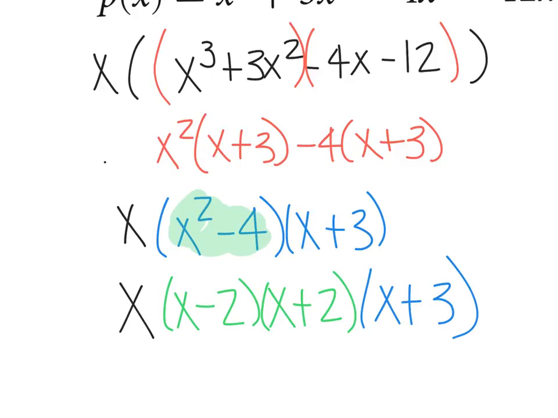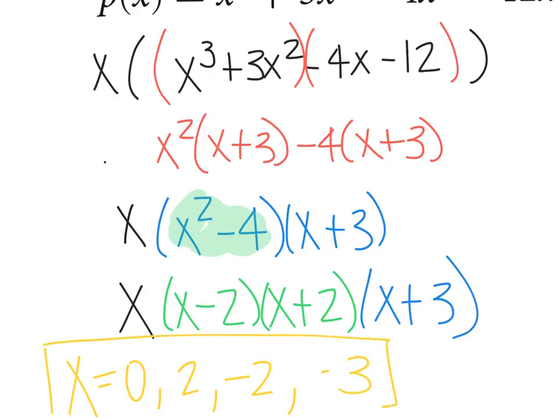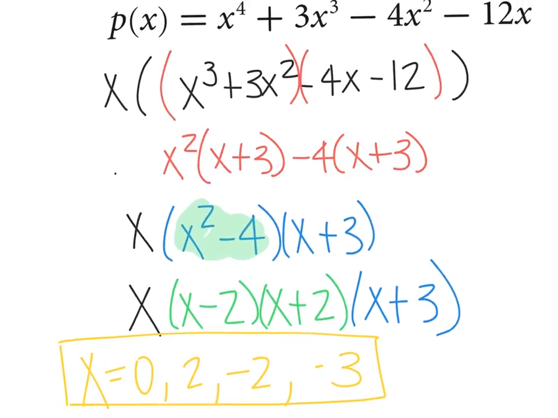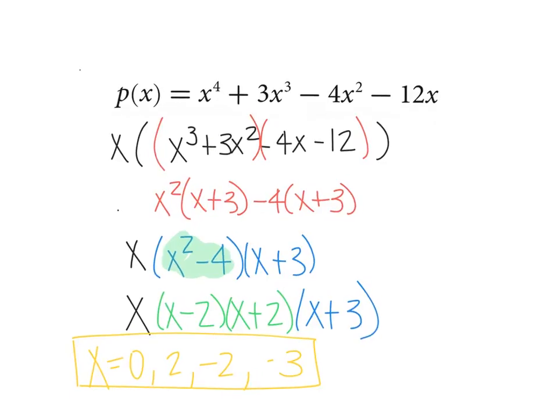So I have 4 factors, and that means I have 4 zeros, 4 x-intercepts, 4 solutions. What's my first solution? 0. What's the second one? 2. What's the third one? -2. And the last one? -3. Okay, look back at your original problem. What was the degree of the problem? 4. So that meant we were supposed to have 4, and we did, so that's good. That was pretty easy.